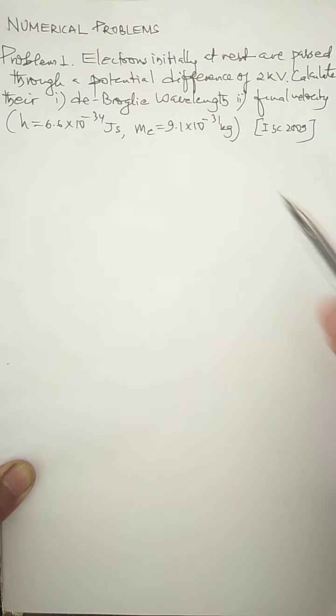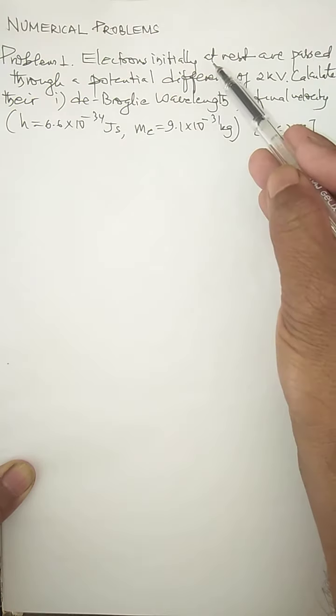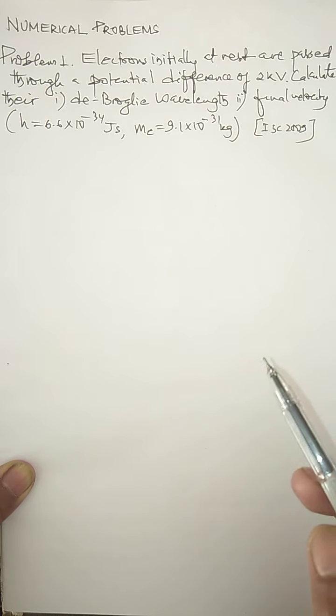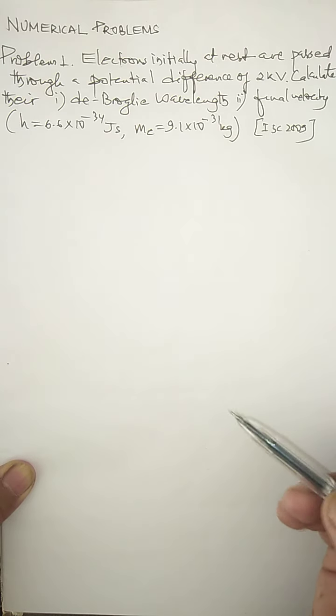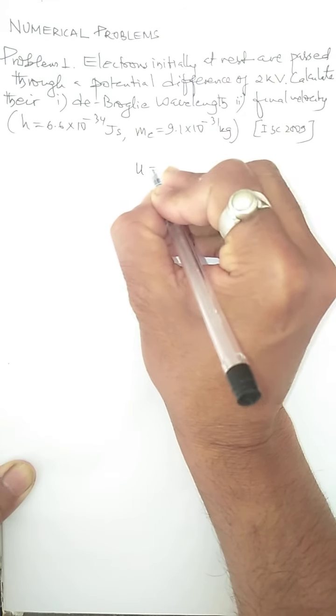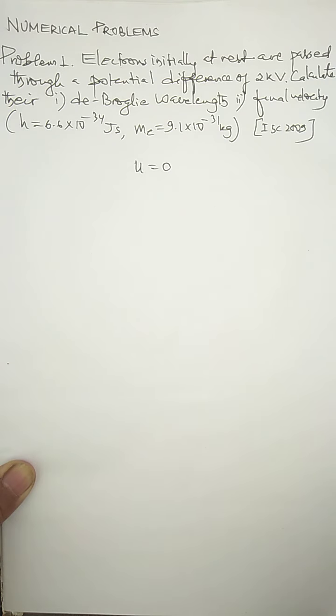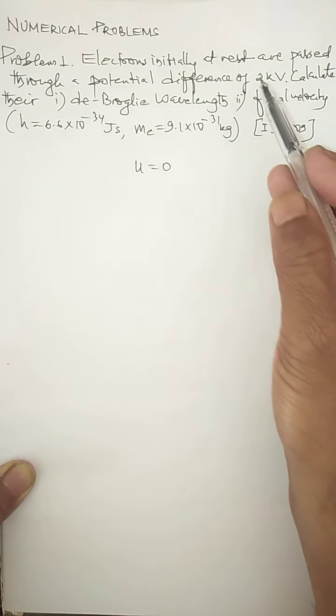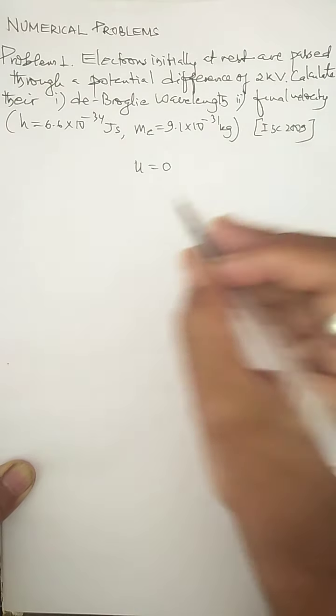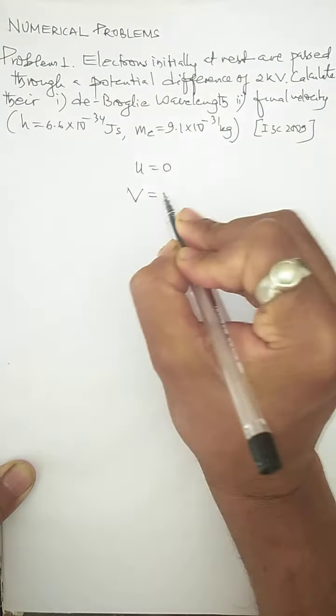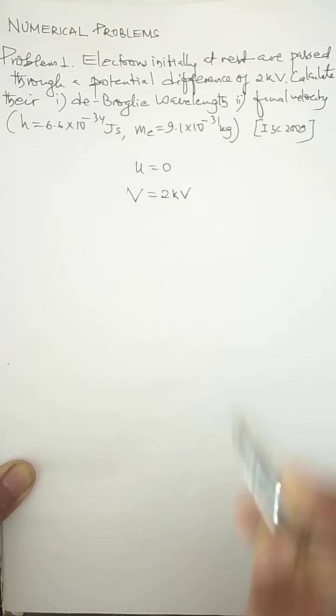Problem number 1 says that electrons, as one of the matter particles, are initially at rest. Initially at rest means what? Velocity 0, initial velocity 0. So let me consider u is 0. These electrons are passed through a potential difference of 2 kV, kilovolt. So the potential difference V is 2 kilovolt.